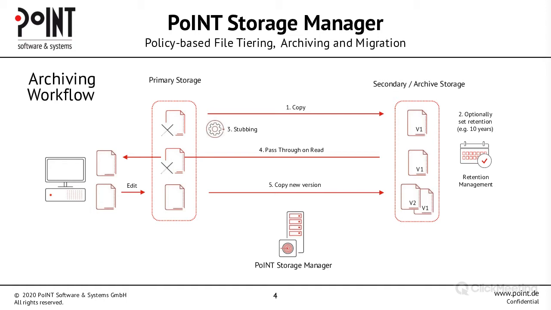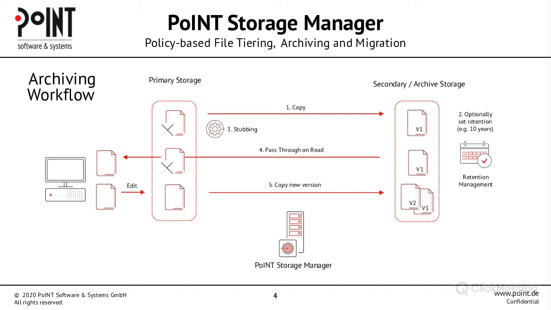Okay, and in the next step, which can also be done at a later time, the original file in the primary storage is replaced by a stub or by a link. And in the case of a read access, the file is made available directly without restoring it to the primary storage. And this is what we call pass-through on read.